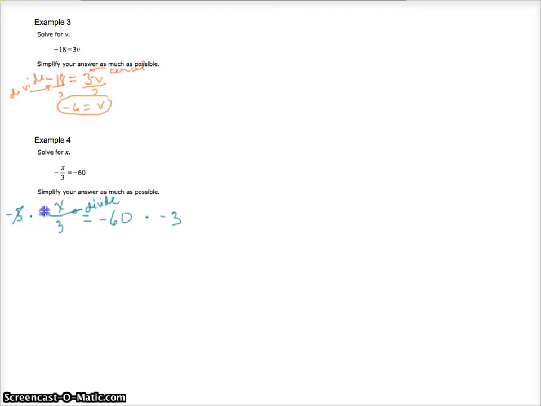Now my negative and my 3 cancel out. And I'm just left with x equals negative 60 times negative 3. Well, 60 times 3 is 180. And since they're both negative numbers, two negatives equal a positive, so x equals 180. Let's look at one more set of examples.